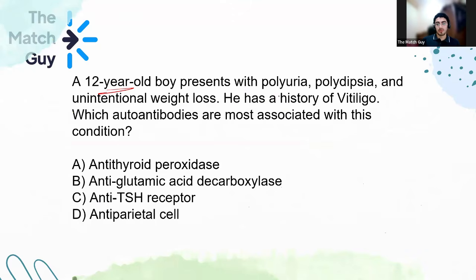A 12-year-old boy presents with polyuria, polydipsia, and unintentional weight loss. He has a history of vitiligo. Which autoantibodies are most associated with this condition?